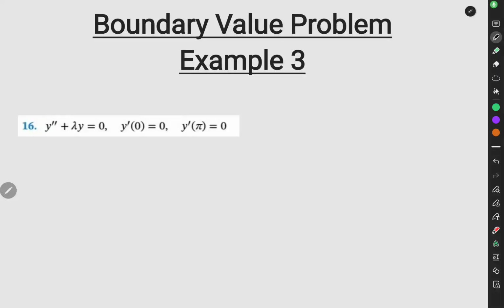Boundary value problem example 3. So now remember, these are y of x, right? This is y of x. So from the last examples, same ODE here. Let's start with lambda greater than 0.